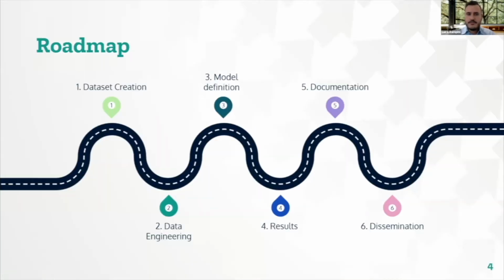The project is divided in 6 main work packages. We have almost completed the first 2 of them, which is the dataset creation. We select different datasets from different sources. We are doing the data engineering, so we are selecting the best features and tuning every parameter to define the best datasets possible. And we also started to create the machine learning model, testing some baseline models. In the next months, we will also, of course, gather the results, create the documentation, and disseminate them.